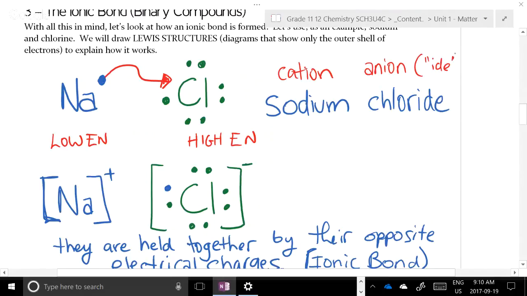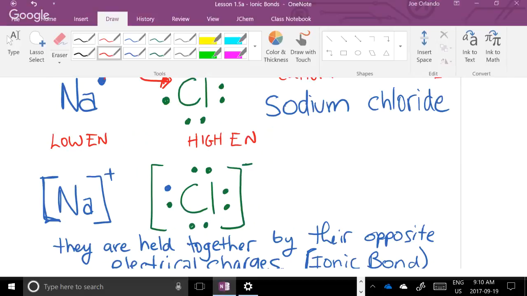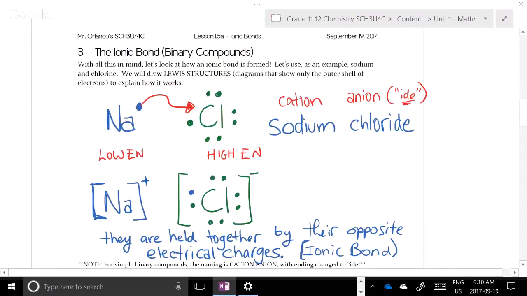Good. We change it to the "ide" ending. "Ide" tells us that it's a simple binary compound. That's a simple ionic compound between a metal and non-metal. So whenever you see something ending in "ide," you know it's just going to be a binary compound. It's going to be a metal and a non-metal, if it's ionic. We'll talk about covalent later. Yeah. What if it was like two metals or two gases? We will talk about that, but not today. So this would be sodium chloride. Does that feel like review? Feel like you've done that a million times before?